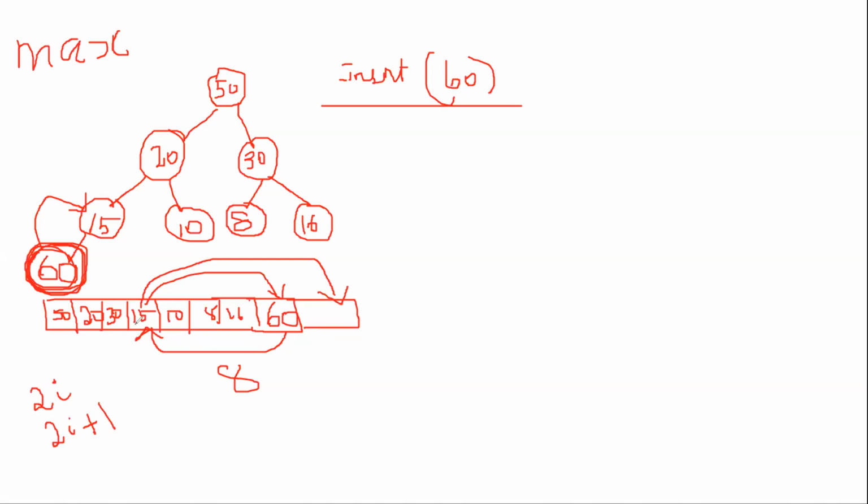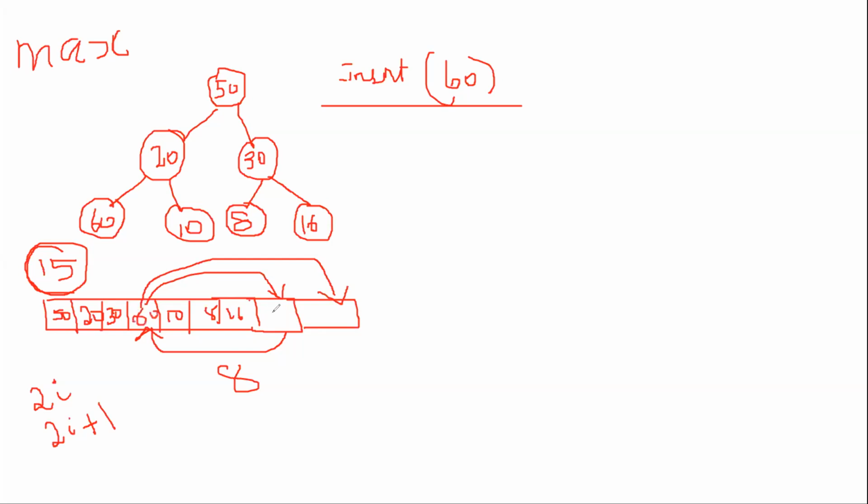Then I will compare 60 with 15. So it is greater. I should swap the values. Swapping here. Now 15 comes here and 60 comes over here. I'm just telling this diagrammatically. In the same way in the array representation, I have to replace here also, right?